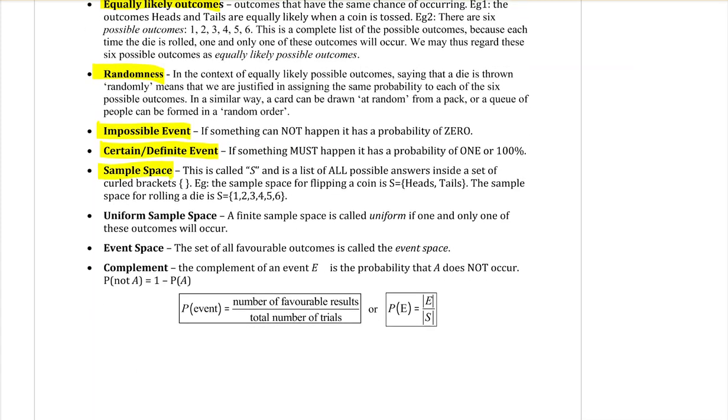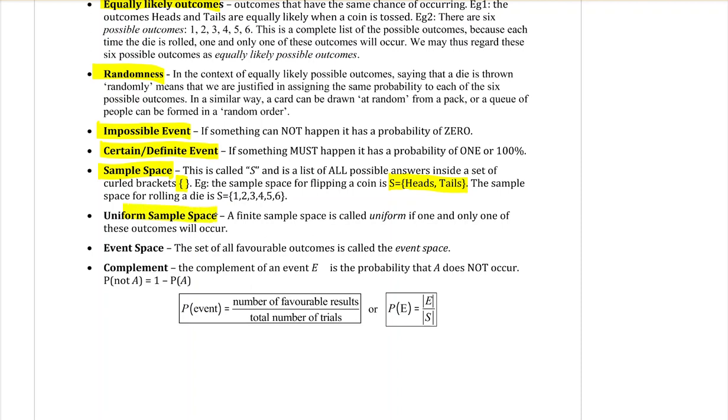Sample space, we give the letter capital S, and is a list of all possible answers inside a set of curly brackets. So for example, the sample space for flipping a coin is S equals {head, tails}. Or the sample space for rolling a dice is S equals {1, 2, 3, 4, 5, 6}, right?